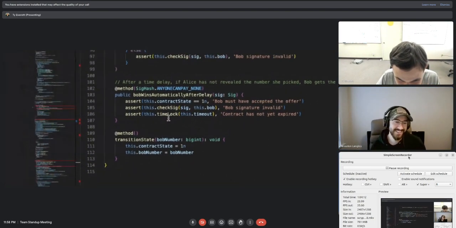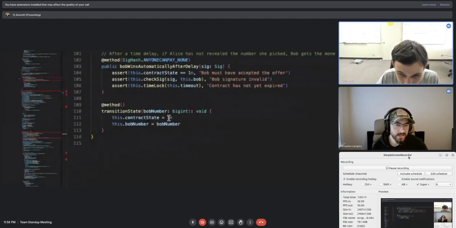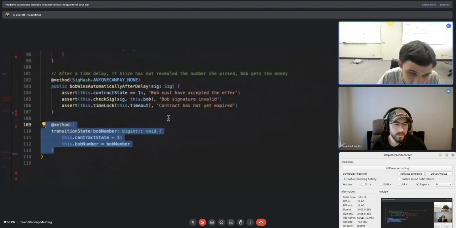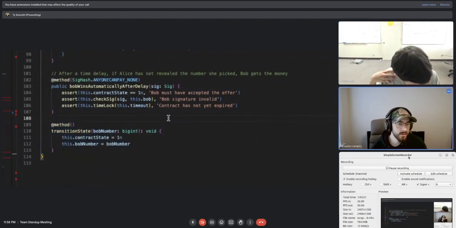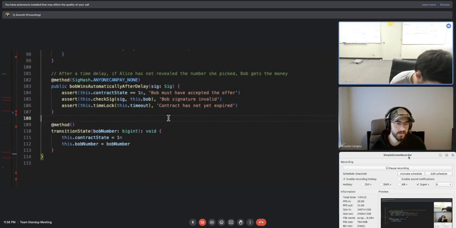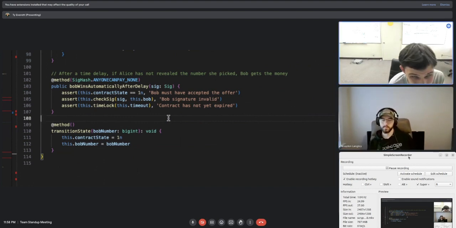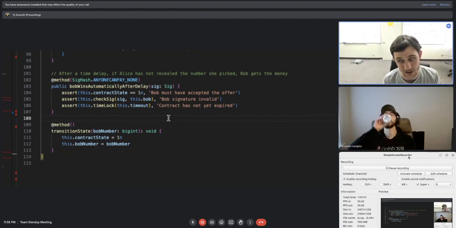Right. And what's the final one? Transition? Oh, this is a transition state. This is not a public method. It looks like it just says transition state Bob's number. Oh, so this is a helper method. You could just call it and it would transition to the next state. This is not used in any of the public methods. Are you using it anywhere? Yes. We'll get into the wider context, deployment stuff. I think that's where we'll end for today, after we go through the deployment.